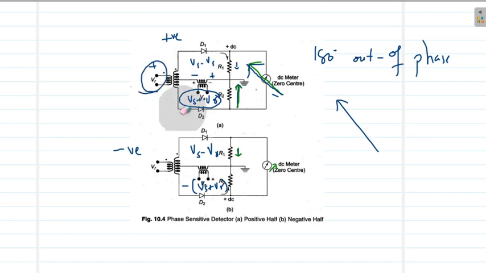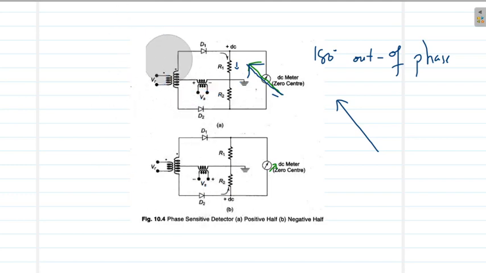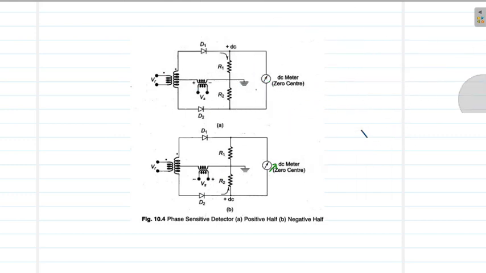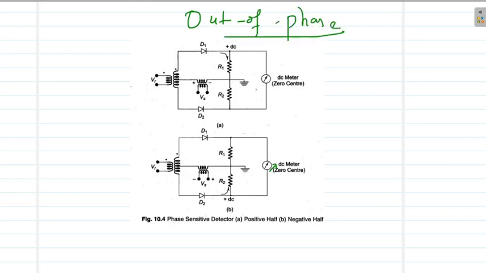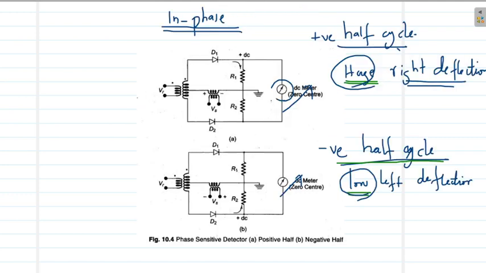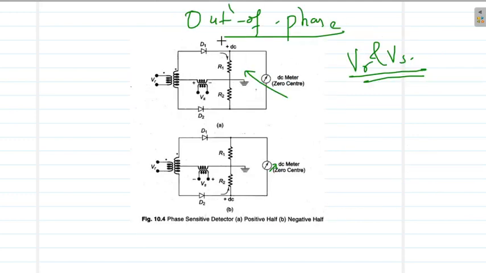So draw this circuit diagram and try it out for yourself how the circuit will behave in the case of out-of-phase signals Vr and Vs. You can easily see how this left side indication or leftward deflection comes about. So understand this in-phase situation and you can automatically extrapolate the idea to get how this circuit will behave for the out-of-phase situation.